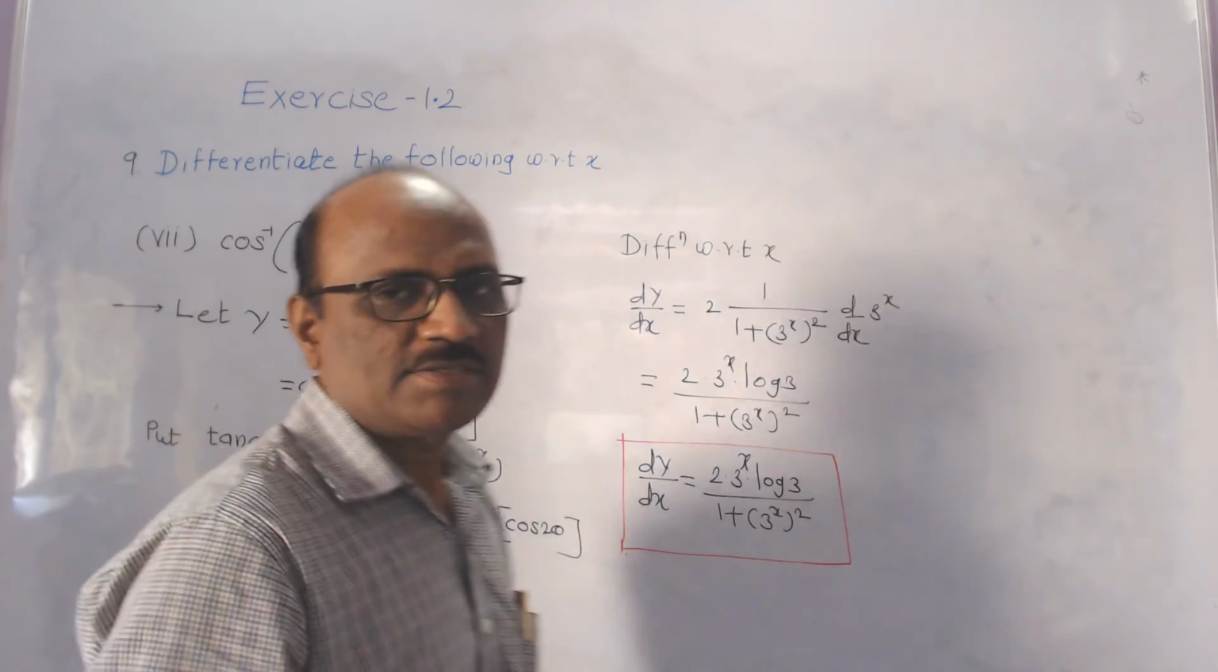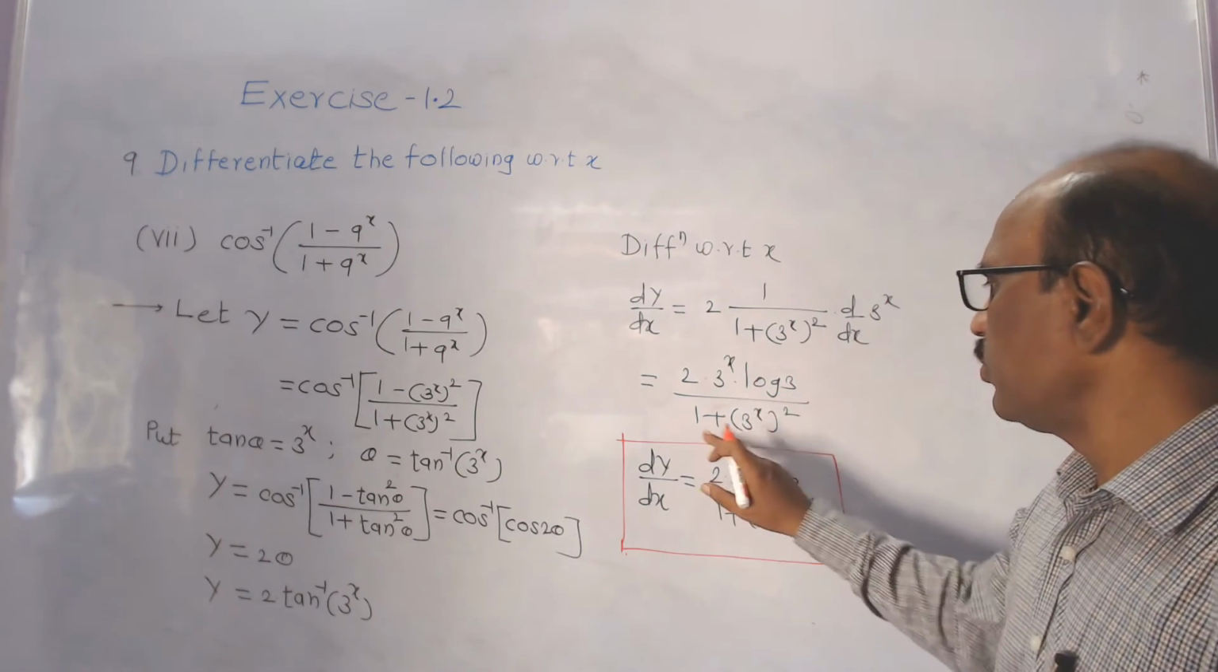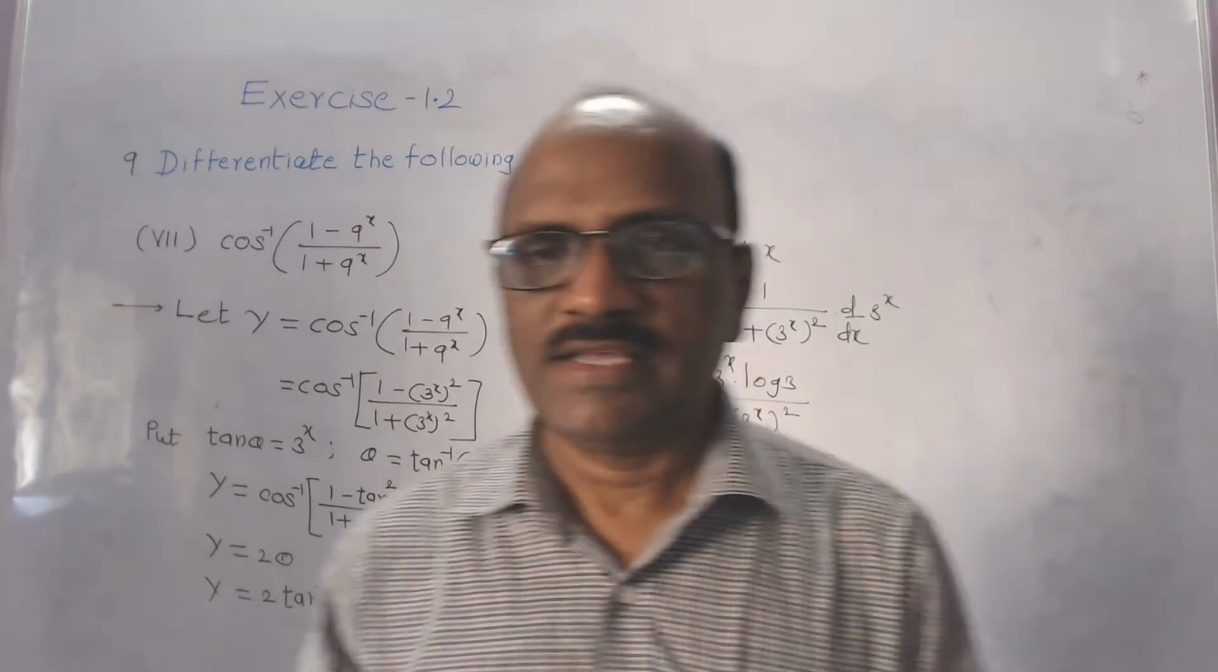And have the answer, that is 2 into 3 raised to x log of 3 upon (1 plus 3 raised to x) bracket square. Now we'll take the next example.